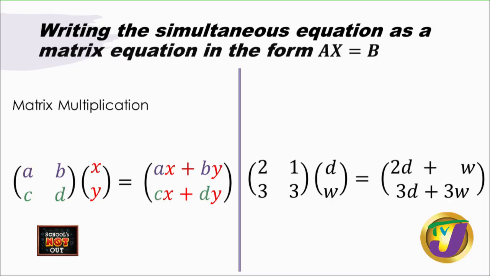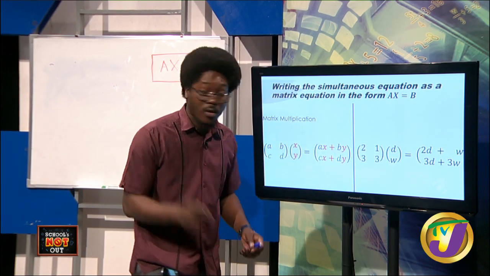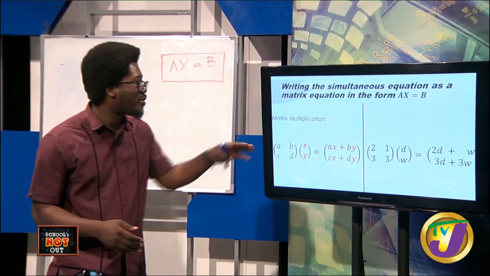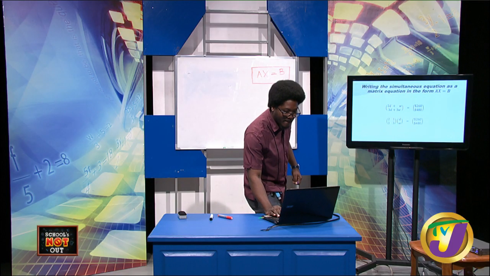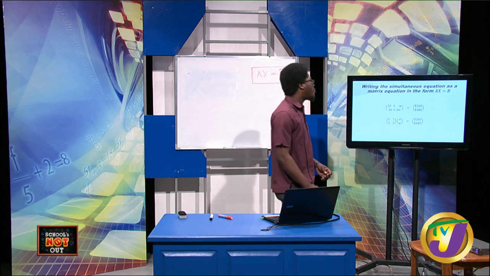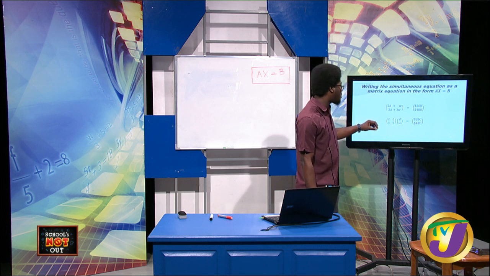And we know that our final element in the column matrix is going to be W. So what we have now done, we have now been able to identify all three components of our matrix equation.